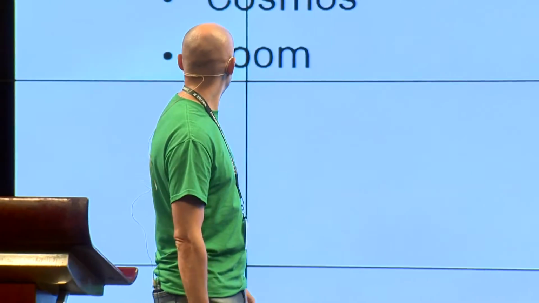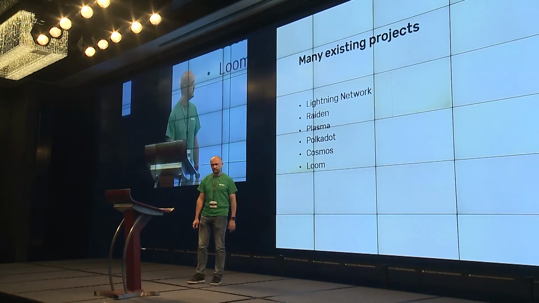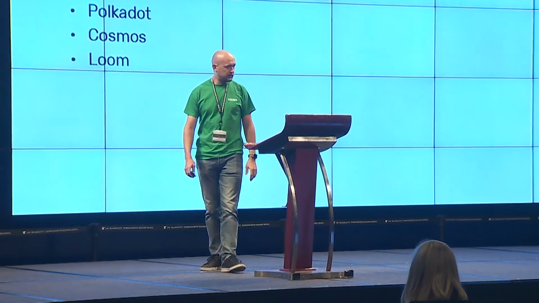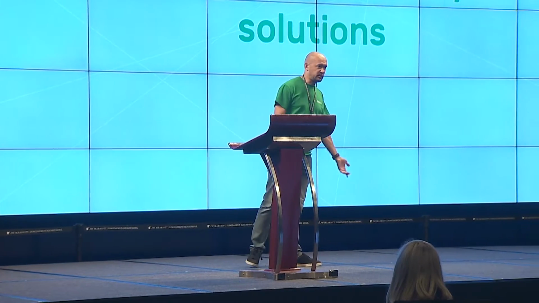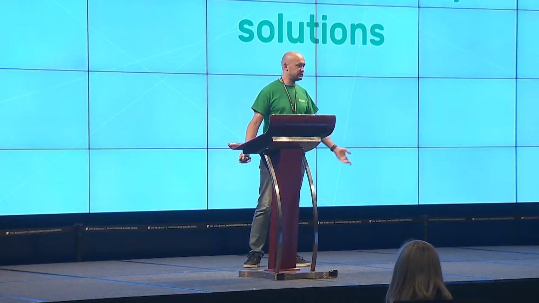And there are many existing projects, all in different ways. Some of them are not necessarily sidechains, and there are many more, I don't know, maybe 20 of them. I just picked random ones like Lightning Network for Bitcoin, Raiden, Plasma, Loom for Ethereum, and Polkadot and Cosmos, a little bit different stuff, but still can be considered as sidechains. And it's okay to have many solutions to the same problem, especially if you use the same base technology as Ethereum.